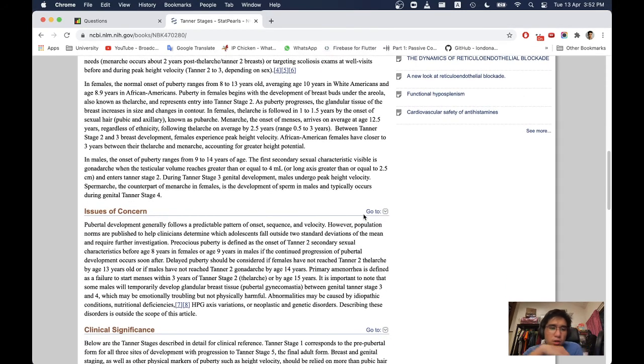In males, the onset of puberty ranges from 9 to 14 years of age. The first secondary sexual characteristic visible is gonadarche, when the testicular volume reaches greater than or equal to 4 ml, or long axis greater than or equal to 2.5 cm, and enters Tanner stage 2. During Tanner stage 3 of genital development, males undergo peak height velocity. Spermarche, a counterpart of menarche in females, is the development of sperm in males and typically occurs during genital Tanner stage 4.